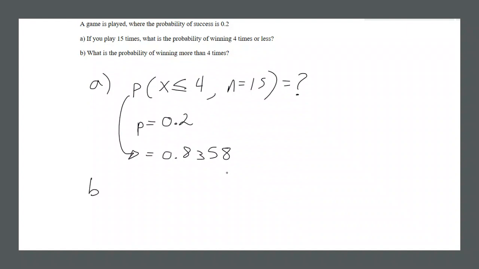Now part B asks, what's the probability of winning more than 4 times? Well, you could count the probability of winning 5 times, plus the probability of winning 6 times, 7 times, 8 times, and so on, up to 15. But you could use a shortcut.